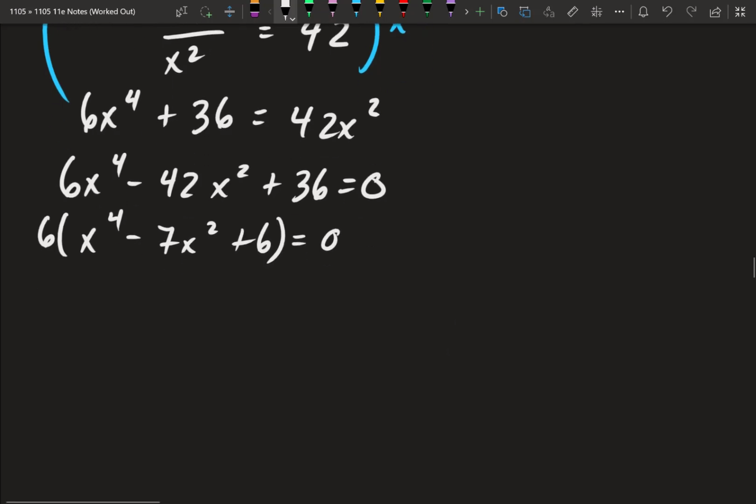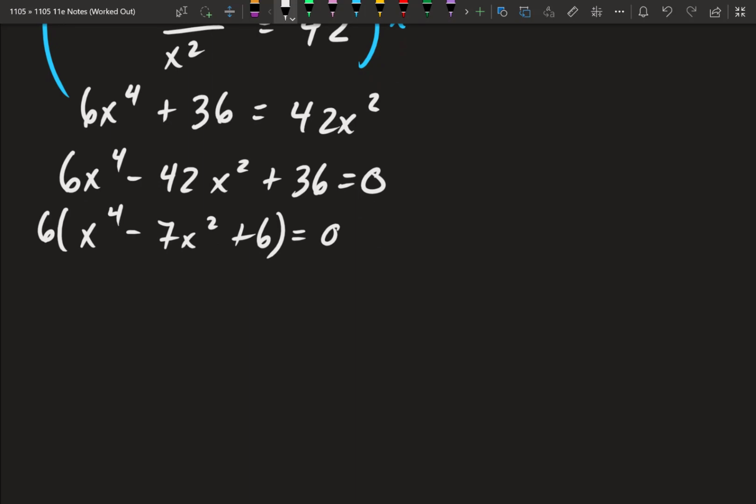Alright, now I'm going to factor. So when you take out the GCF, it doesn't matter anymore. You can just get rid of it. So we have x squared, and then 6 and 1.